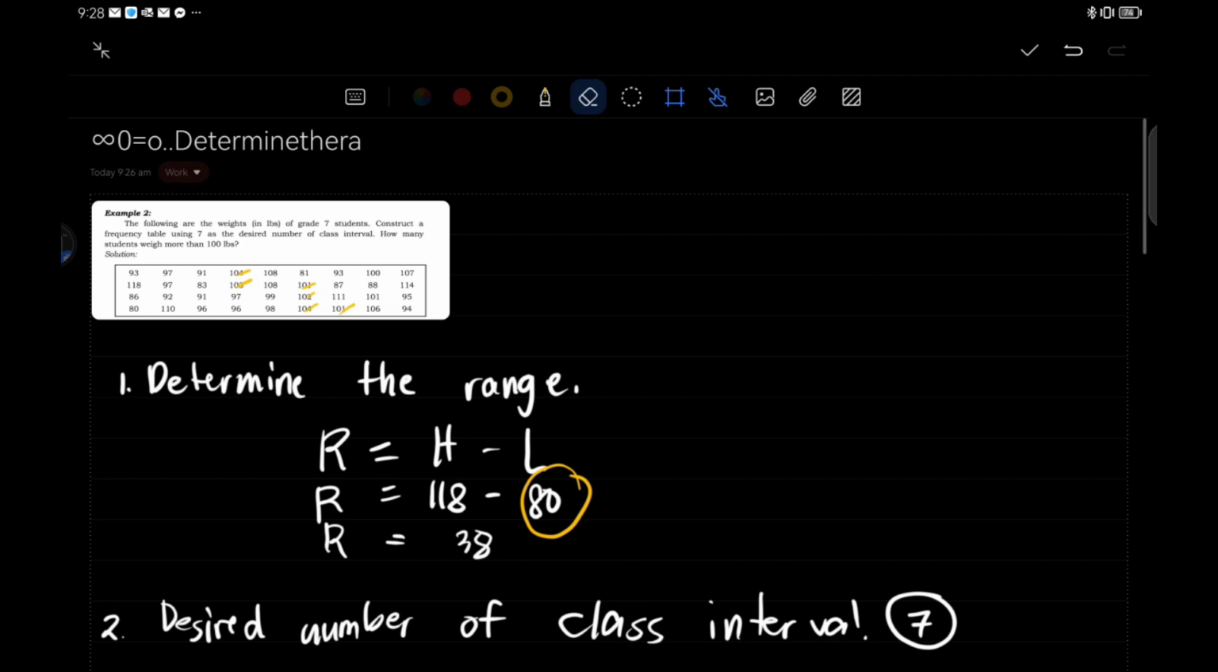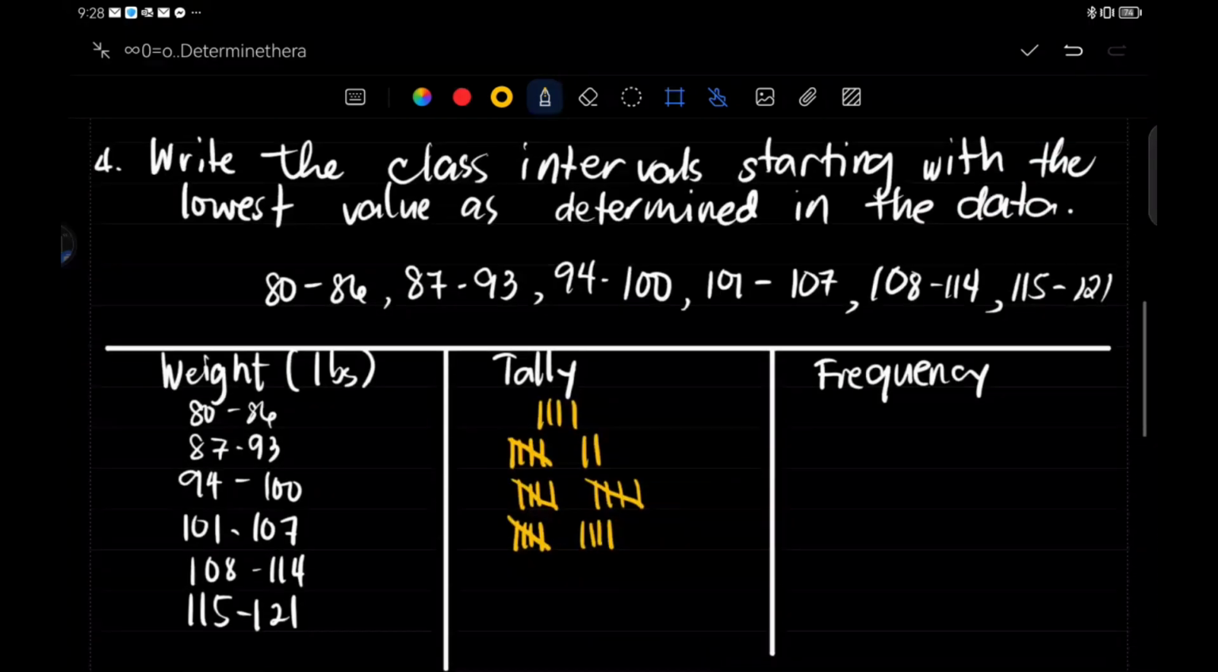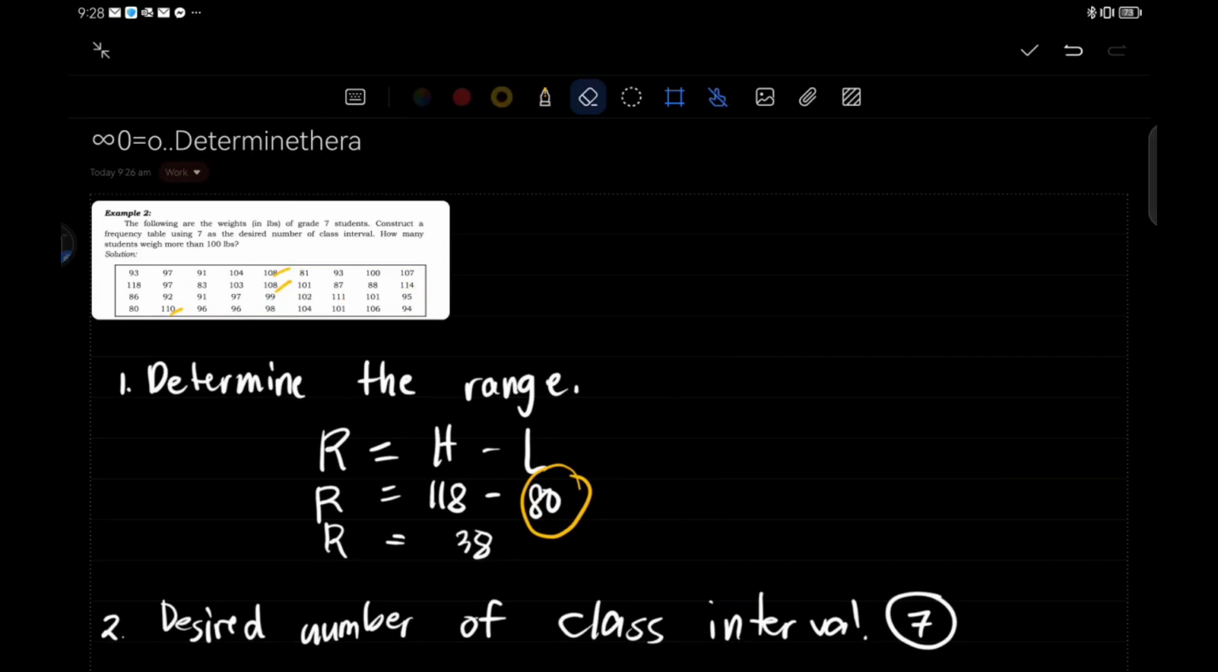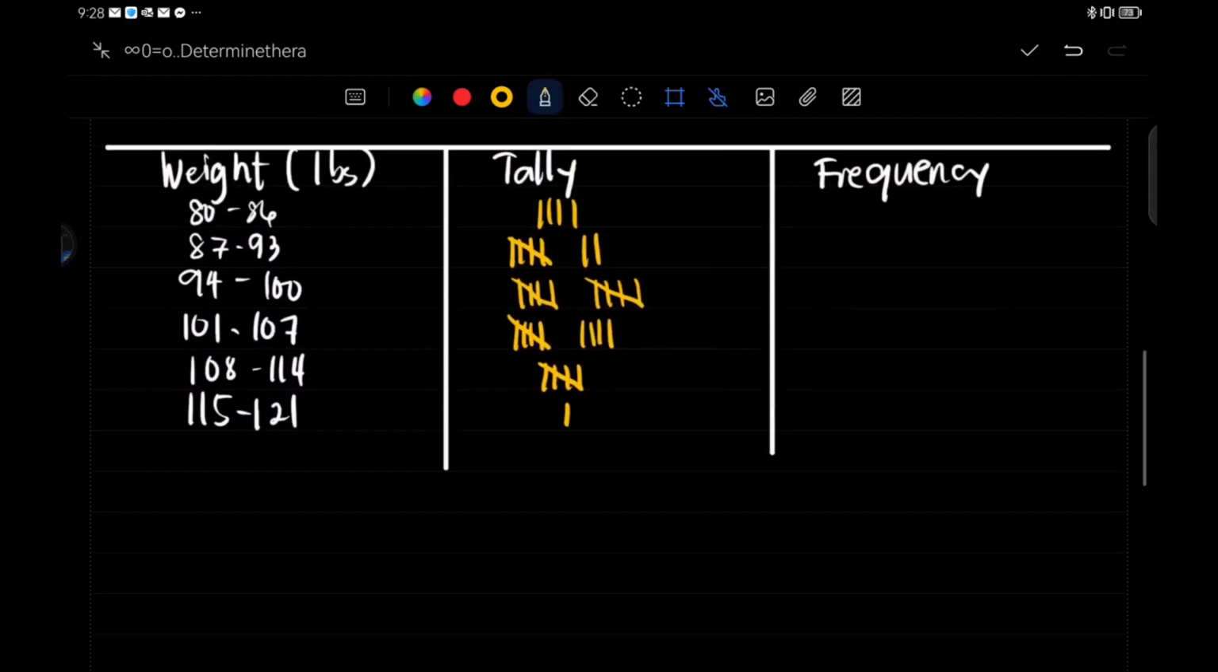108 to 114. So we have here 1, 2, 3, 4, 5. So the answer here is 5. 115 to 121, we only have 1. Okay. So the frequency here is 4, 7, 10, 9, 5, and 1.